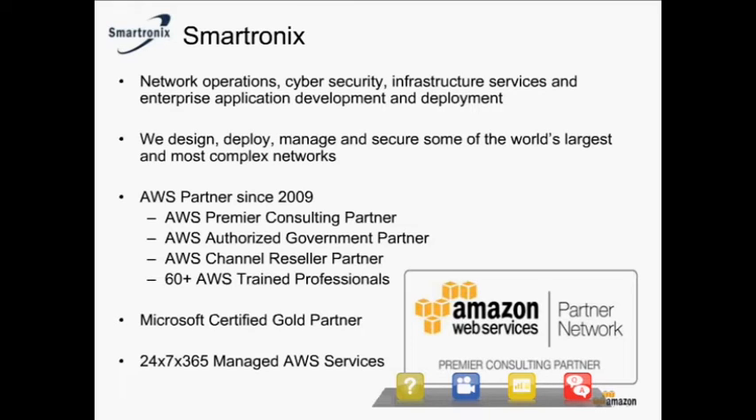We were founded in 1995. We're a $100 million plus company. We specialize in very large network operations, cybersecurity, infrastructure services, and enterprise application development and deployment. We design, deploy, manage, and secure some of the world's most complex and largest networks. We've been a consulting partner with Amazon since 2009. Last year, we were awarded one of the premier consulting partnerships. We're an authorized government partner, a channel resale partner, and a Microsoft certified gold partner. On top of that, we offer 24/7/365 managed AWS services.